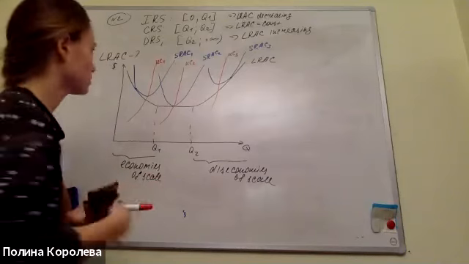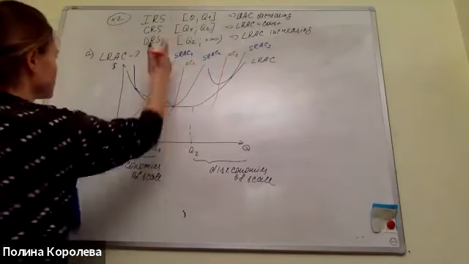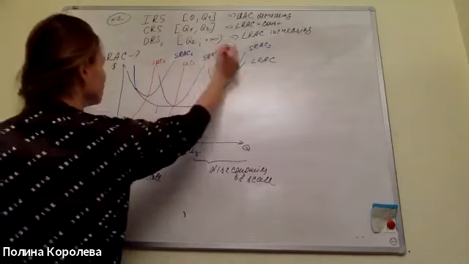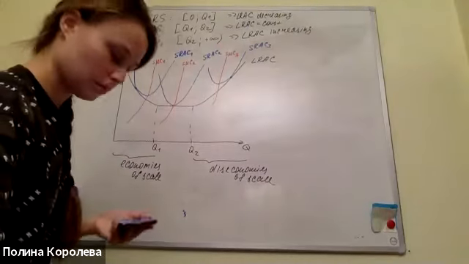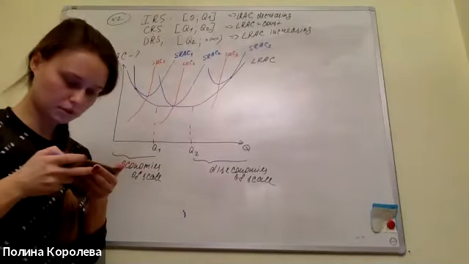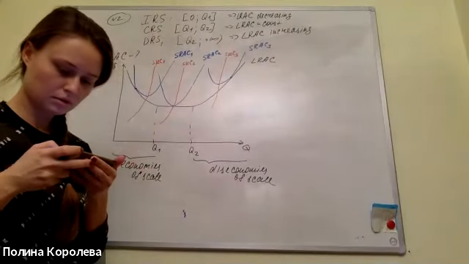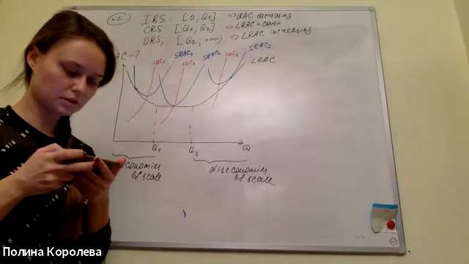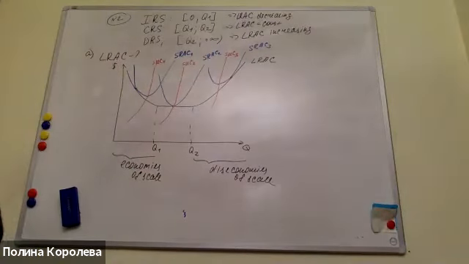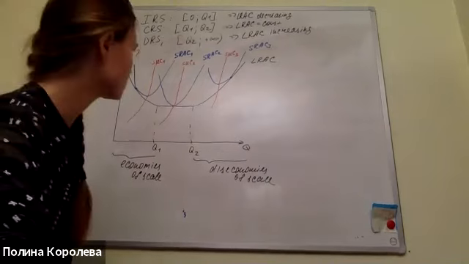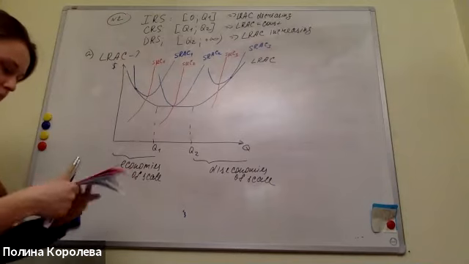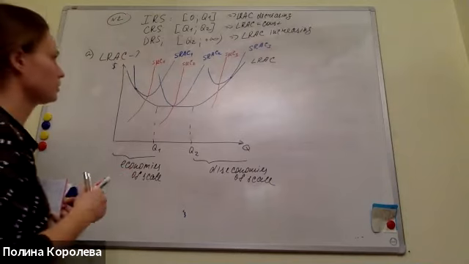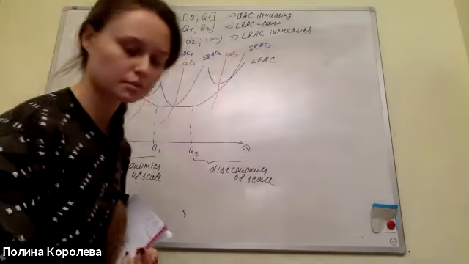Then, also, I think we should draw long-run marginal cost. Let's see. This is for short run, everywhere short run. Do we need this? Long-run marginal cost at levels of output between Q1 and Q2. We didn't answer about this.